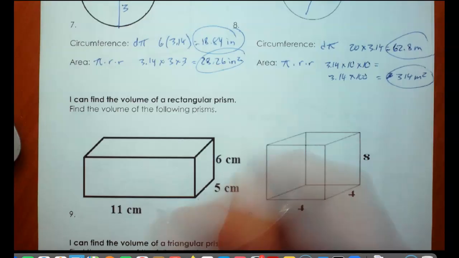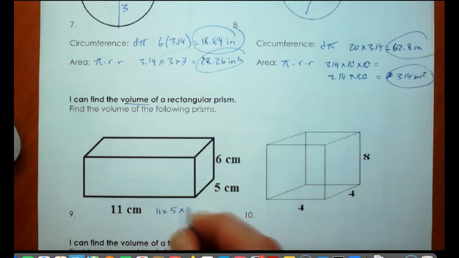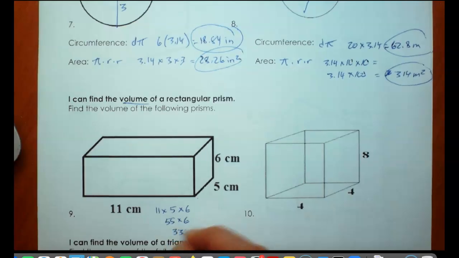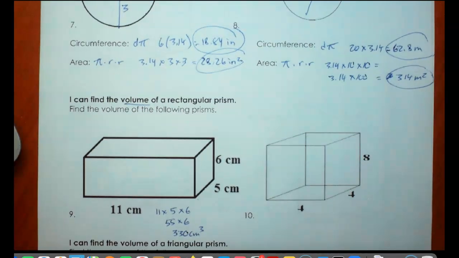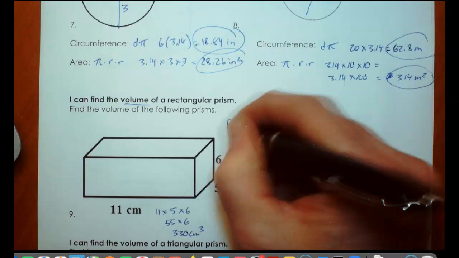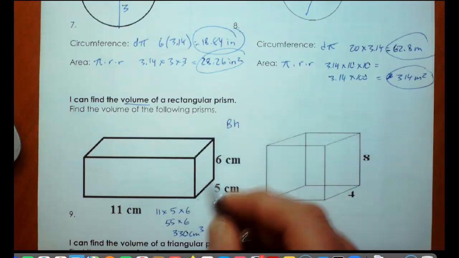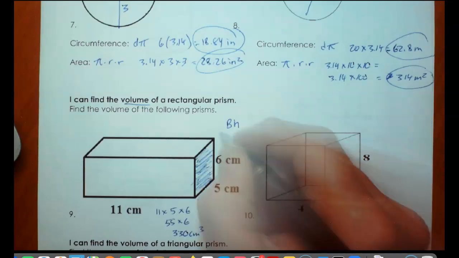Well, finding the volume of rectangular prisms, you can do it this way, 11 times 5 times 6. This is the way I was taught when I was a kid. This is really 55 times 6, which is really 330 centimeters cubed. We're trying to get you to think nowadays about big base times the height. So this would be the base. In other words, you find the area of one of them. We got 5 times 6. That is 30.